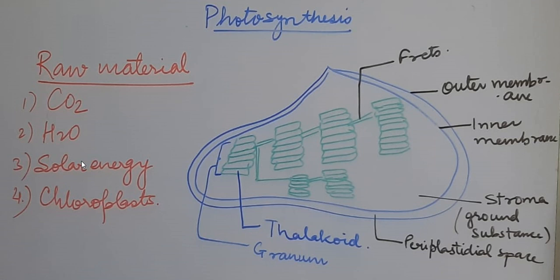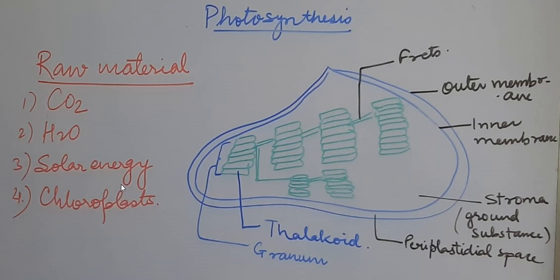What are those raw materials? Carbon dioxide, water, radiant or solar energy, sunlight, and chloroplast. With the help of these four, what is the food which is made? It is made in the form of carbohydrate or glucose. So these are the raw materials which are needed for photosynthesis.